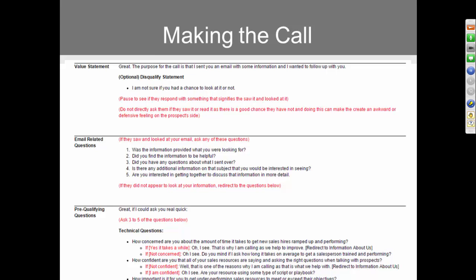But then, if you say, hey, I don't know if you had a chance to see that or not, and they give you an answer that makes it sound like they don't have any idea who you are or what you're talking about, then don't put them on the spot and ask them about the email. Just skip that and jump right into treating it like a cold call. Because if they say, I don't know what email you're talking about, okay, it's not that important. Hey, if I could ask you real quick, how concerned are you about the amount of time, blah blah blah.